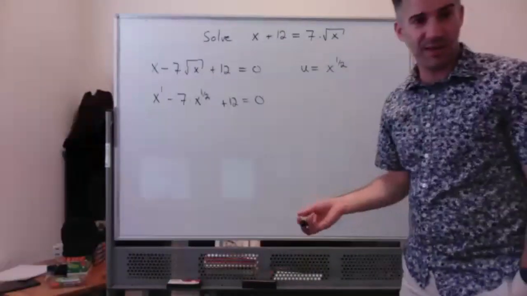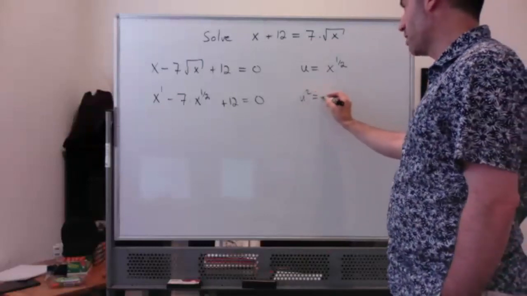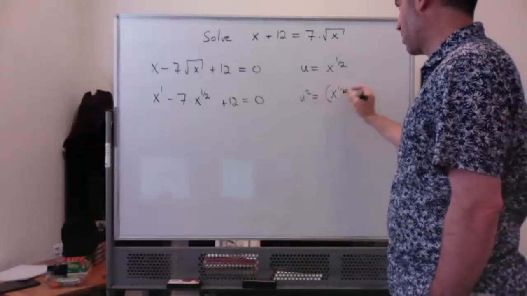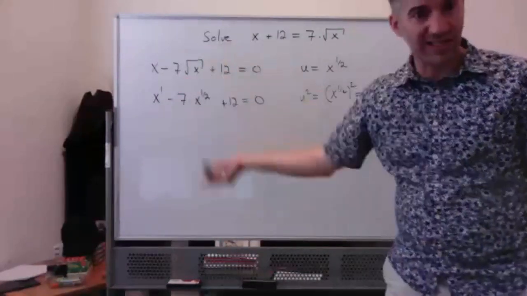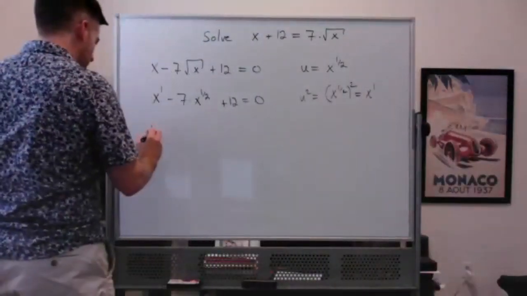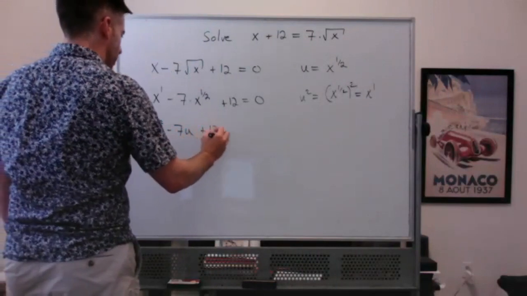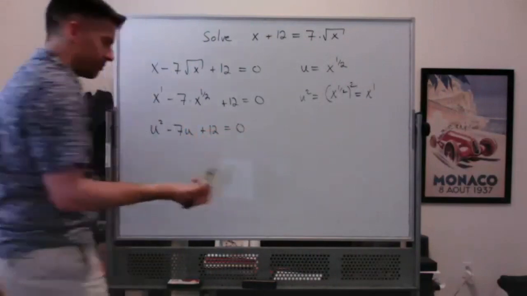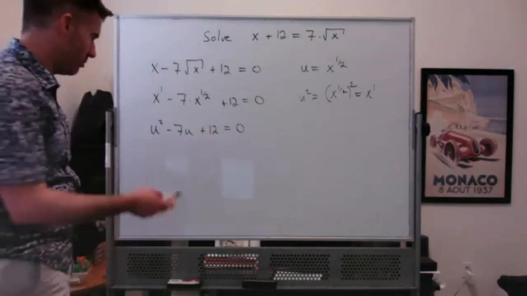Really, I'm just trying to pick the thing so that when I square it, I get the other thing, right? That means u squared is going to be x to the 1/2 squared, which is x to the 1. So great, those are the things I have. That's what I want. So I'm just going to rewrite this as u squared minus 7u plus 12 equal to 0. And a lot of these factor because we're not trying to make the problems impossible.